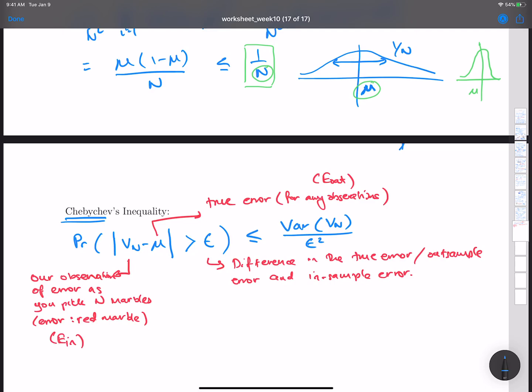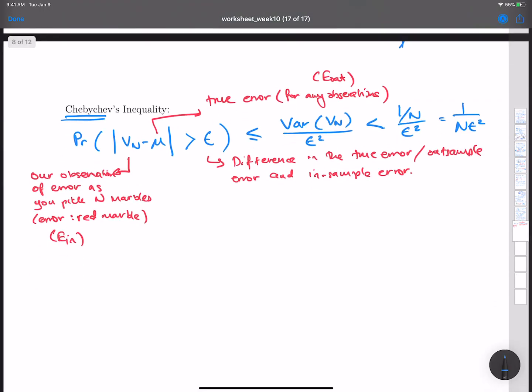We saw that if it's a Bernoulli random variable, then it becomes mu multiplied by 1 minus mu over n, which is once again bounded by 1 over n. So you substitute that, and this is bounded above by 1 over n epsilon squared. This is pretty nice, because you can figure out how often your in-sample error becomes larger than the out-of-sample error by epsilon, and that probability is bounded above by 1 over n epsilon squared.